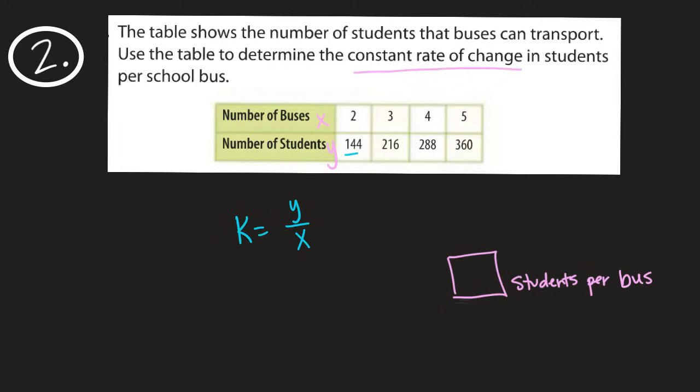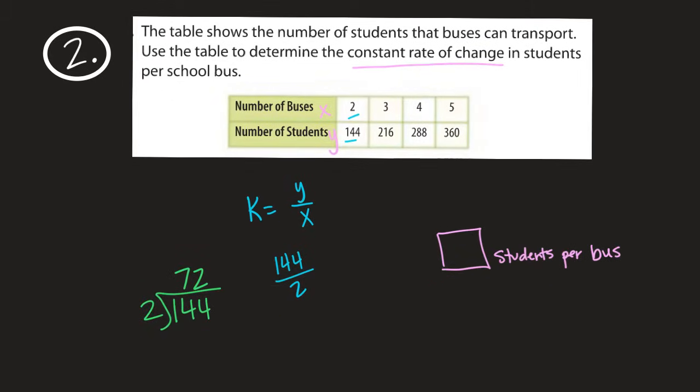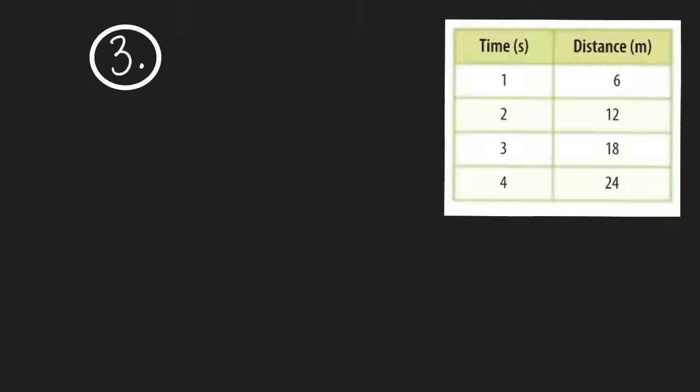So the y value here is 144, and the x value that corresponds to 144 is 2. So I'm going to do top in, bottom out and divide 144 by 2. I end up with 72, so my answer is 72 students per bus.